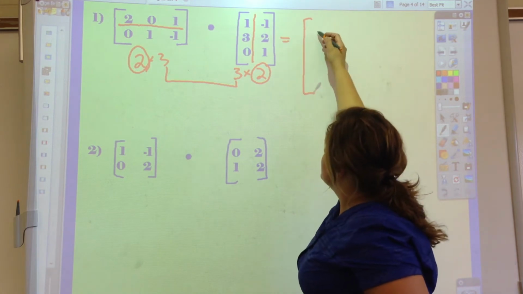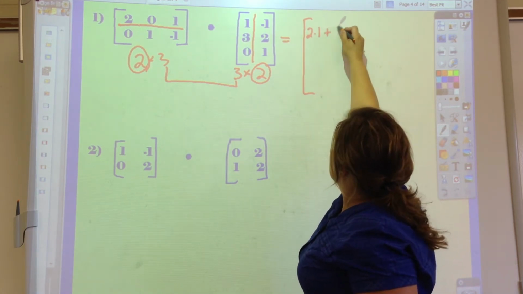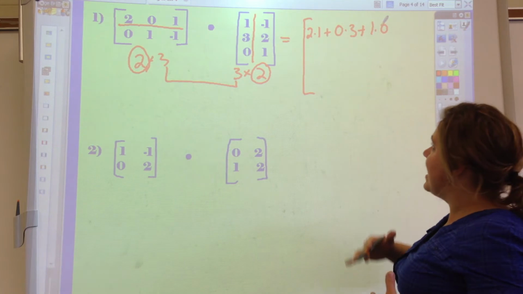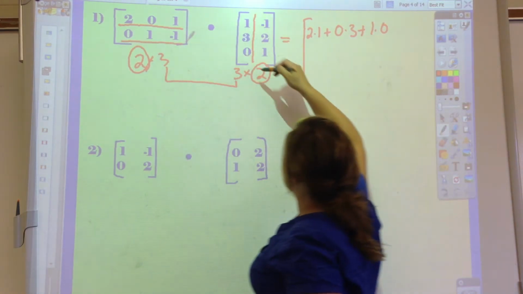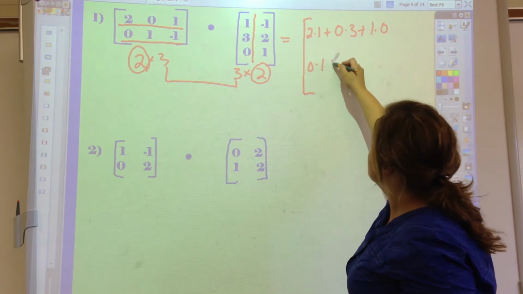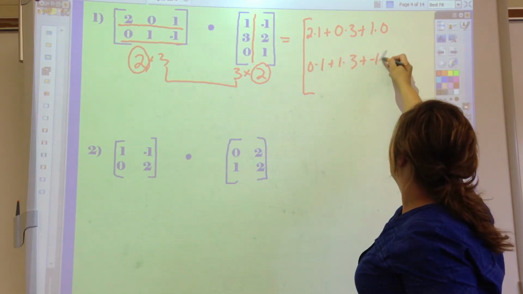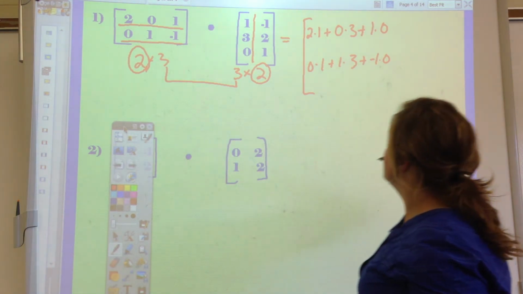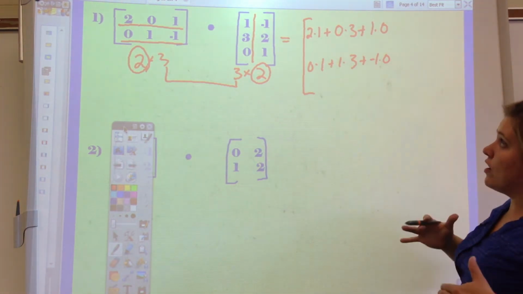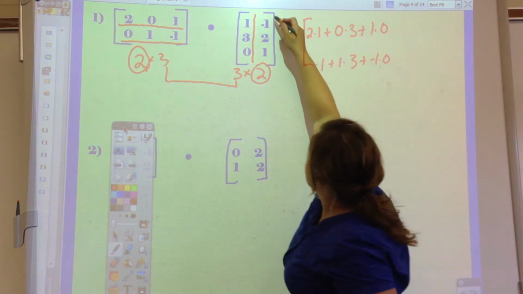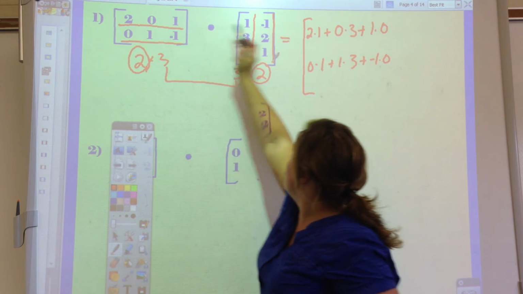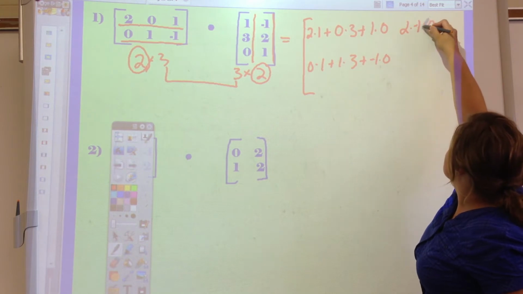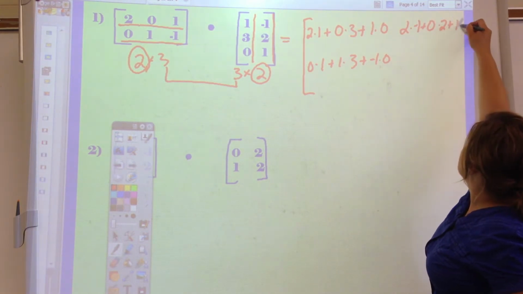And here in my first entry, I'm going to have 2 times 1 plus 0 times 3 plus 1 times 0. And then I go down a row. In this row times this column, I will have 0 times 1 plus 1 times 3 plus negative 1 times 0. And I'll move this so I have a little more space. Now that I've finished my whole first column, I'm going to slide over to this column. Now I'm going to take this first row by the second column, and I get 2 times negative 1, plus 0 times 2, plus 1 times 1.